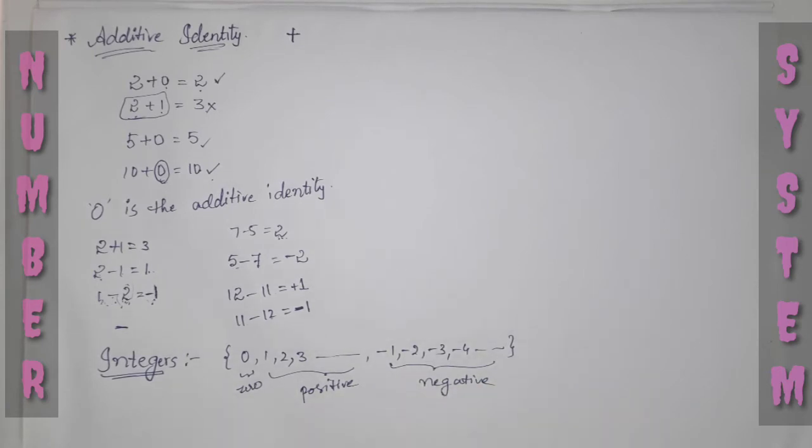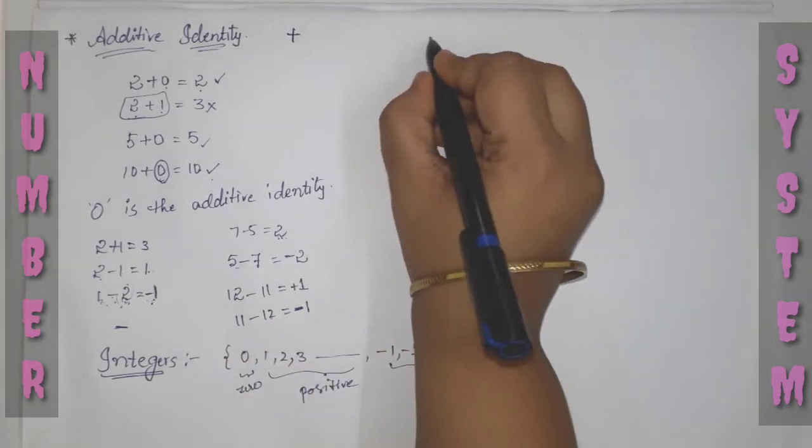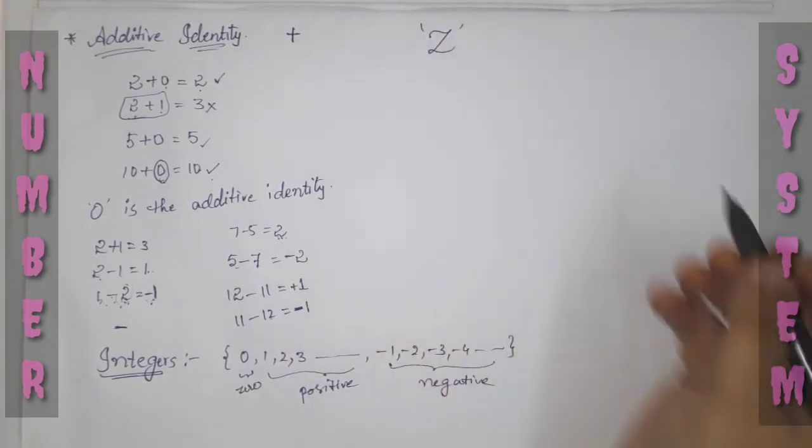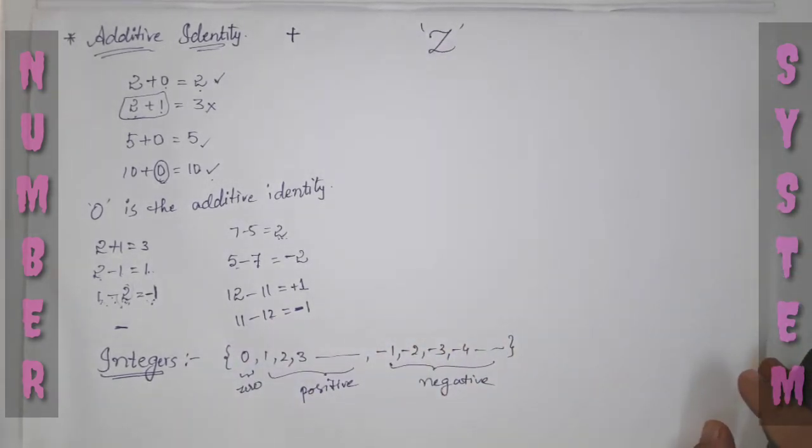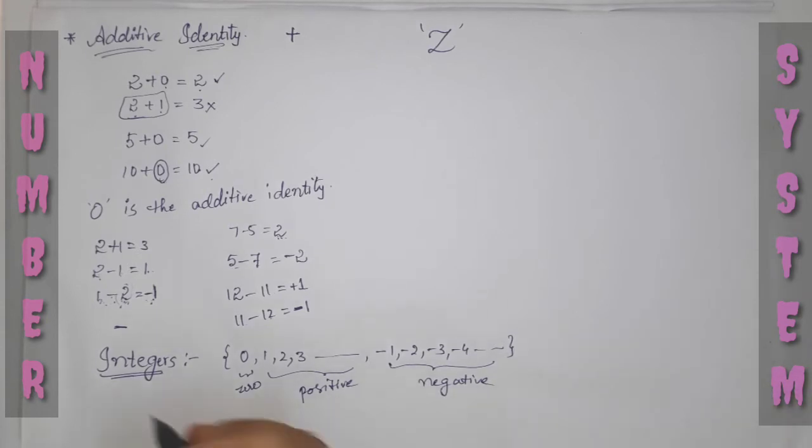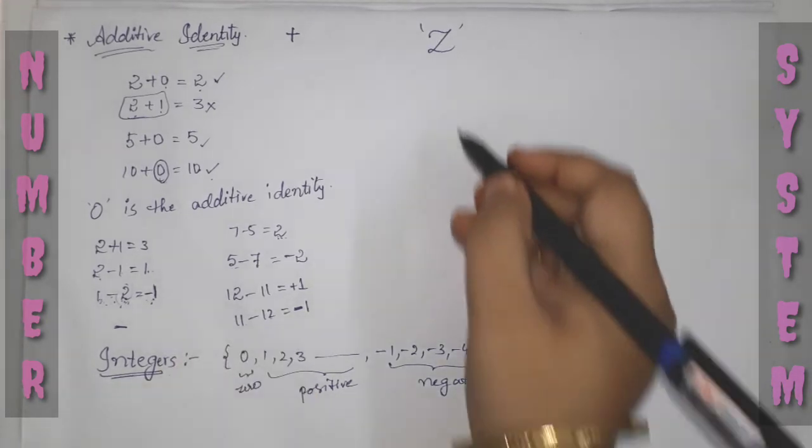These numbers are called integers. Integers are represented with the letter Z. Natural numbers with N, whole numbers with W. Whatever letter we start with, that letter only we kept. In this case, we took the Z.